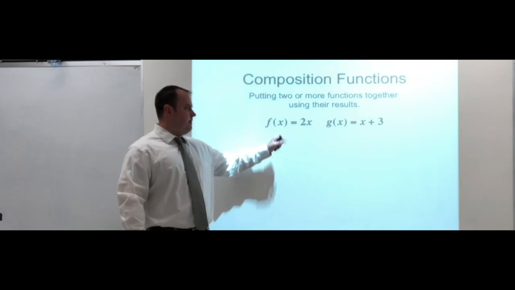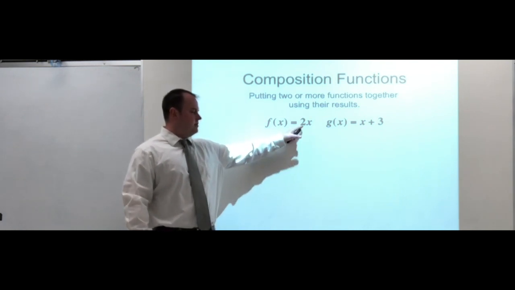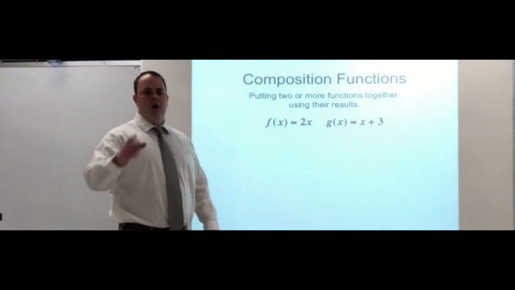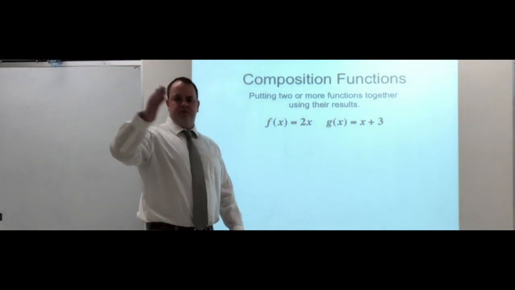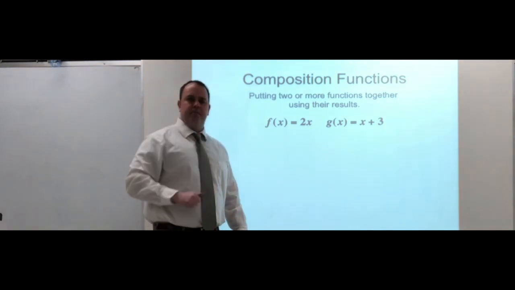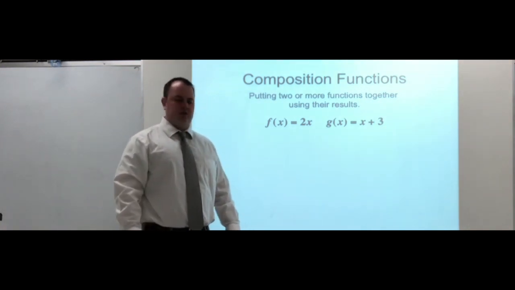Okay, so here we have our f of x, we have our g of x. f of x is 2x, g of x is x plus 3, and we're going to be putting them together. I find it almost like hopscotch. You're going to go from one spot to the next, just jumping backwards when you're looking at the composition function.